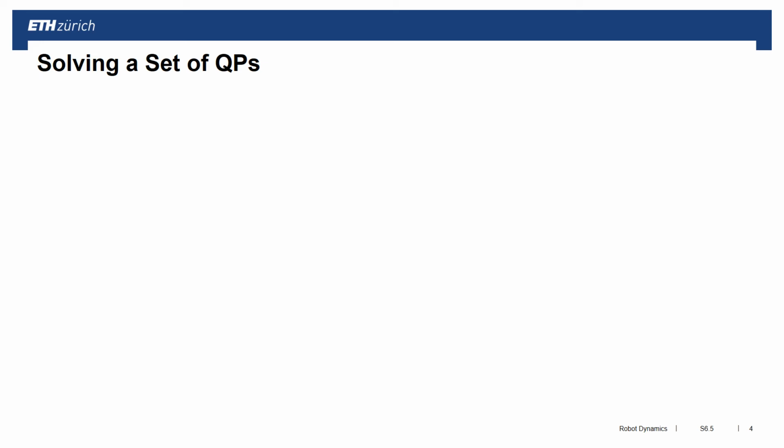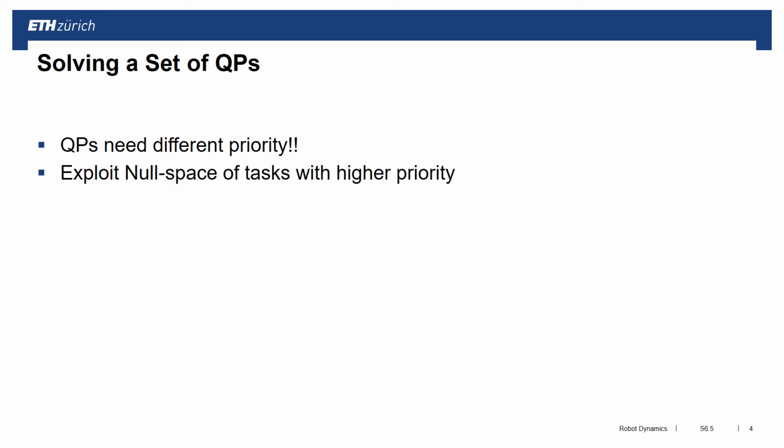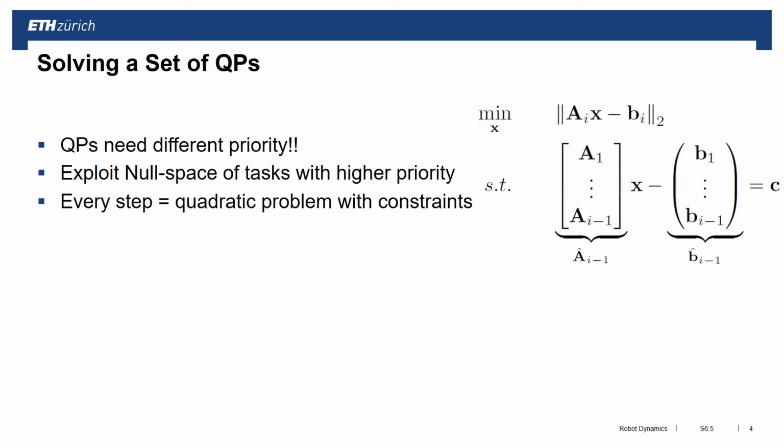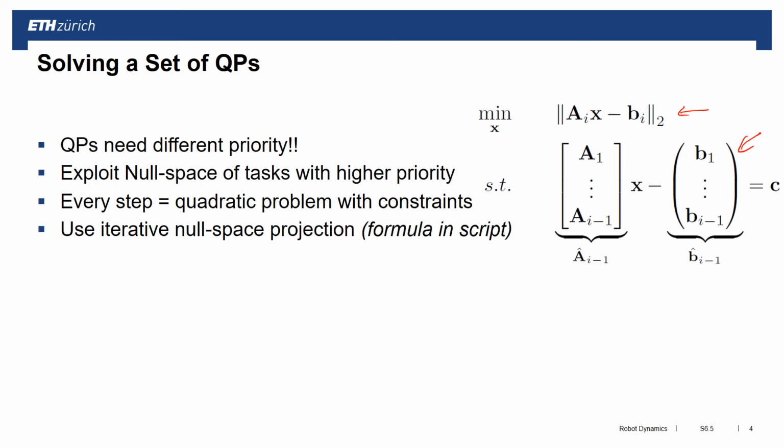Now, as I said, we can do this not only for 2, we can do this for n tasks. So in other words, what it boils down to is solving a set of quadratic programs. And these QPs, for the problems that we're looking at, very often have different priorities, and they allow us to exploit the null space of higher priority tasks. If you do this for every step, we solve for every single step a QP problem which says optimize the current task while ensuring that all tasks with higher priority are not violated further.